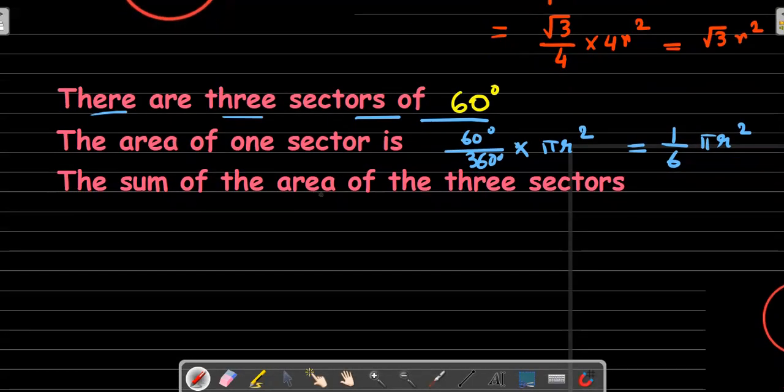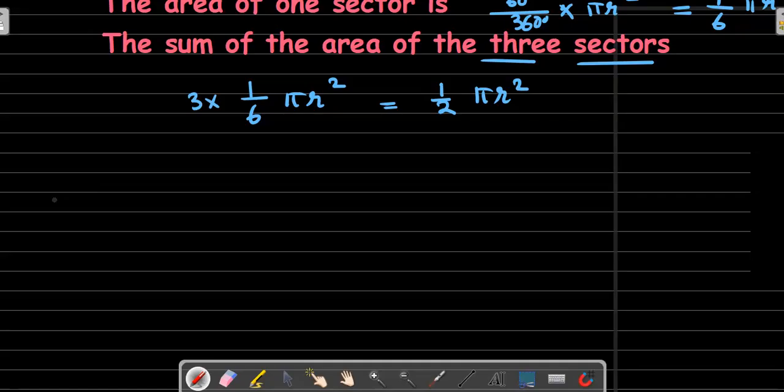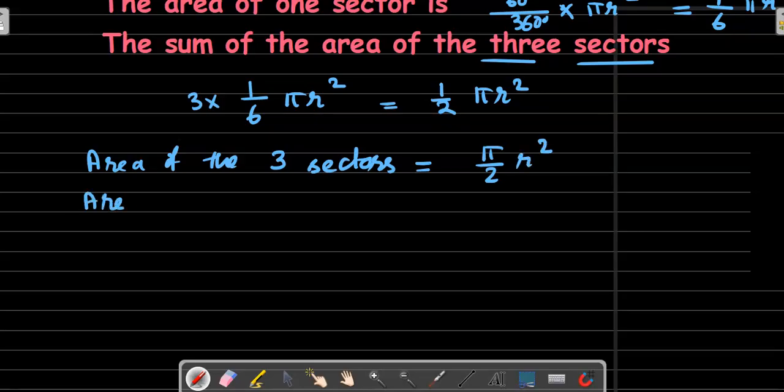Now what will be the area of the three sectors? We will add them. So 3 into 1 by 6 pi r square, we get 1 by 2 pi r square. Therefore the area of the three sectors is equal to pi by 2 r square. Our area of the triangle is root 3 r square.